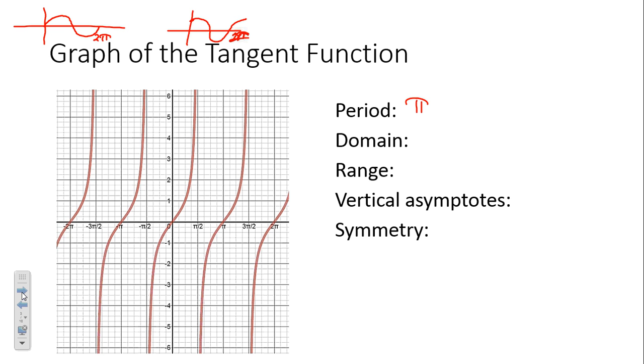Okay? What's the domain of the tangent? Yep, it can be between negative pi over 2 and pi over 2, but it can't be negative pi over 2 or pi over 2, right? Good. Okay? So it's basically any x such that it's not equal to pi over 2 or any multiple of pi over 2, right? It can't be pi over 2. It can't be 3 pi over 2. It can't be 5 pi over 2. It can't be negative pi over 2. It can't be negative 3 pi over 2 or negative 5 pi over 2. So it can't be any multiple of pi over 2.